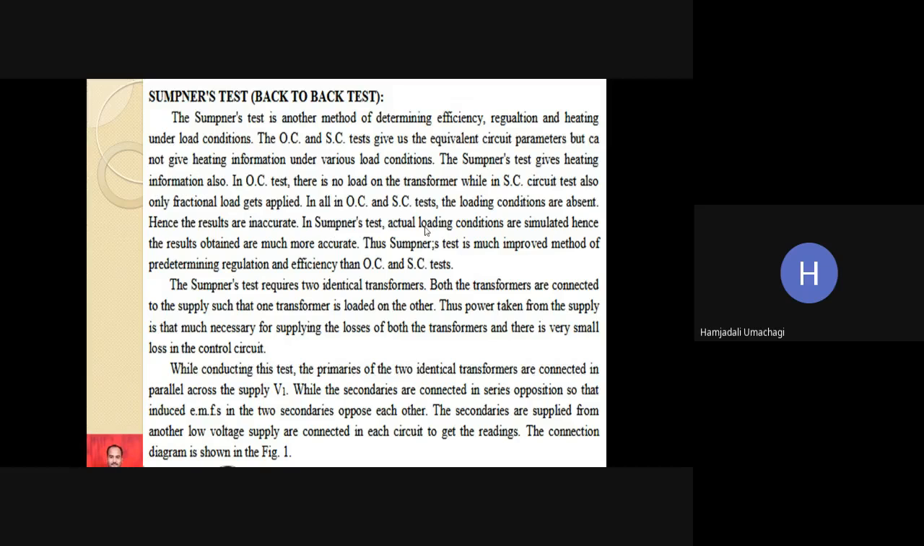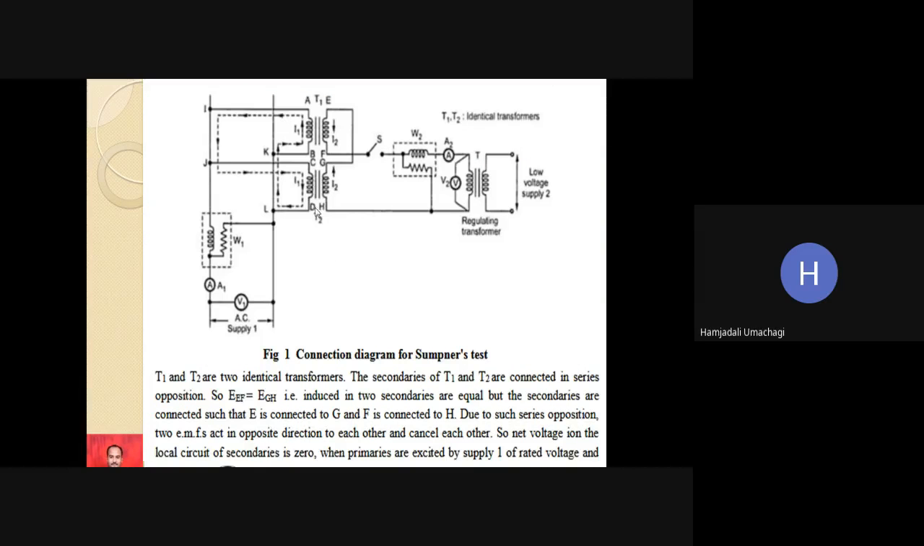In the Sumpner test, actual loading conditions are simulated, hence the results obtained are much more accurate. Here we are actually loading the transformer. Actually loading the transformer, in the sense that two transformers are connected in parallel. This is the diagram you can see. So this is the circuit diagram for your Sumpner test. This is transformer 1, T1. This is transformer 2, T2.